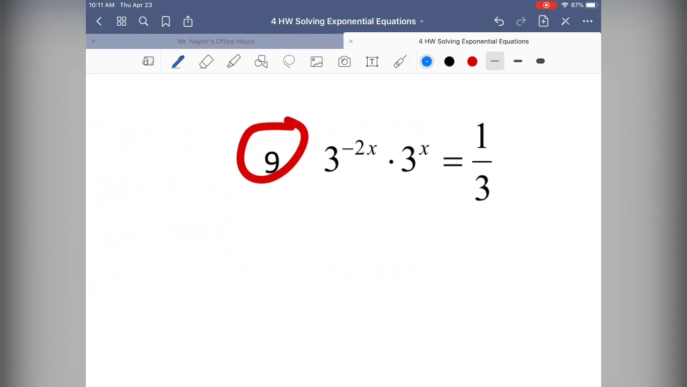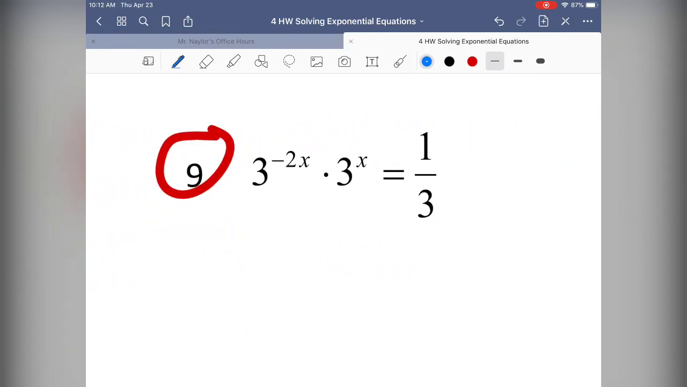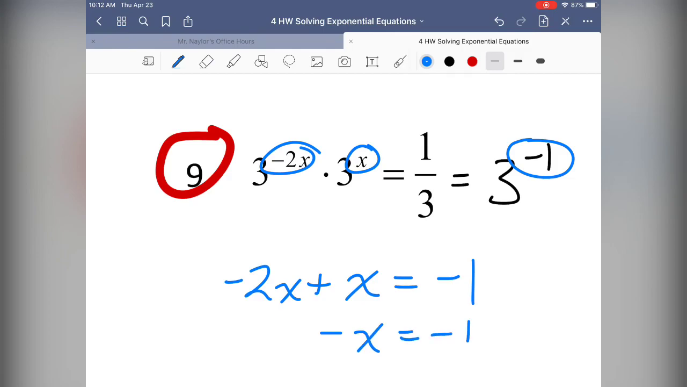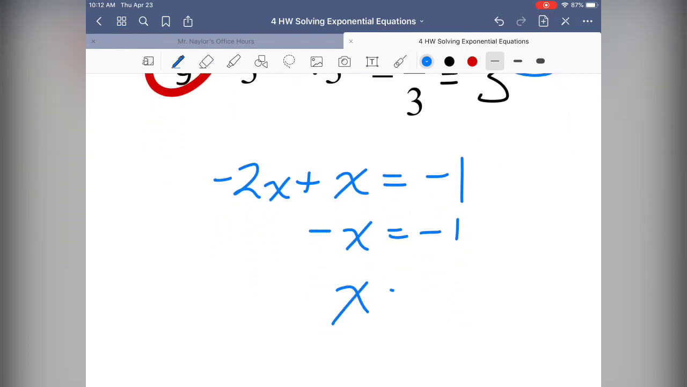And for our last one here, we see once again a fraction, which maybe you just right away want to think of this as 3 to the negative 1. And when you think of it as 3 to the negative 1, you have your bases the same so that you can say something about your exponents. Now, what do you say about your exponents? You say that you can add them. And when you add them, you create a very simple equation that's going to give us x equals 1.